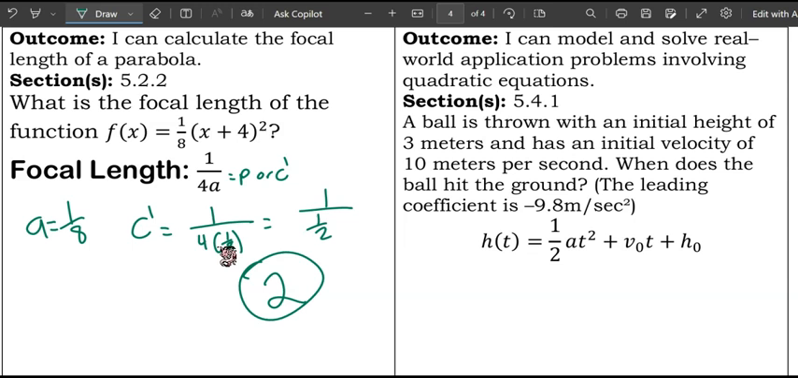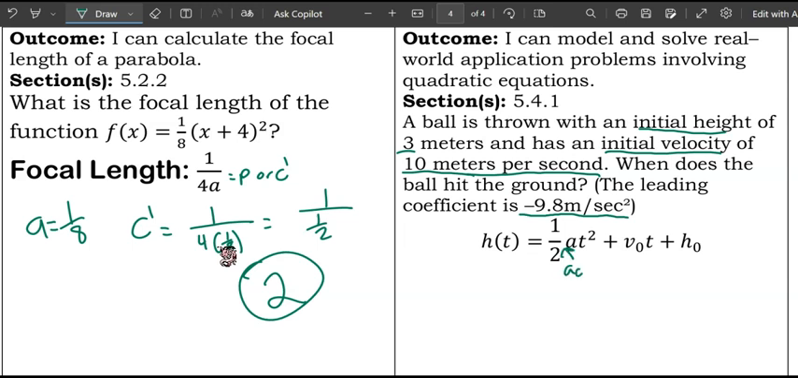Outcome: I can model and solve real-world application problems involving quadratic equations. Refer back to section 5.4.1. A ball is thrown with an initial height of 3 meters and has an initial velocity of 10 meters per second. When does the ball hit the ground? The leading coefficient is negative 9.8 meters per second squared. Here's our position formula: h of t equals 1/2 a t squared plus v-naught t plus the initial height.